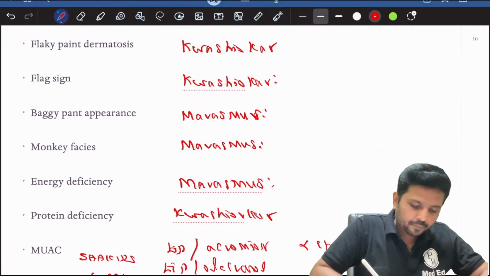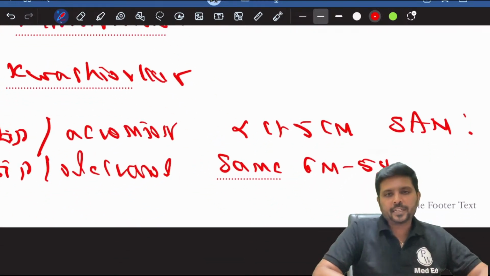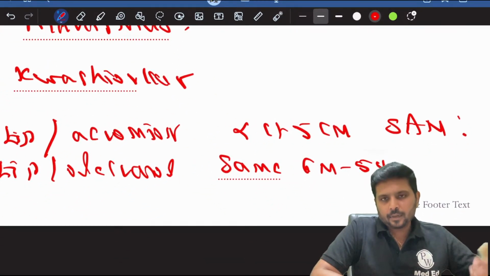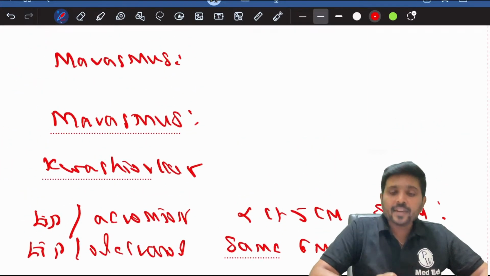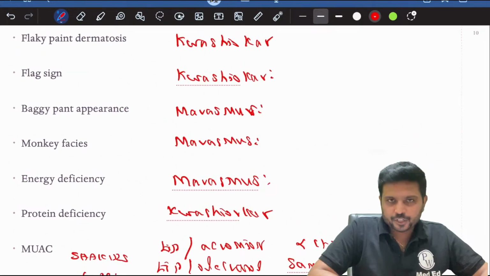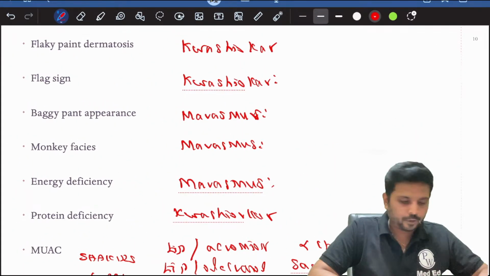Mid upper arm circumference is the same between 6 months to 5 years. It won't alter with age. That's why a value of less than 11.5 centimeter is invariably called a manifestation of severe acute malnutrition.